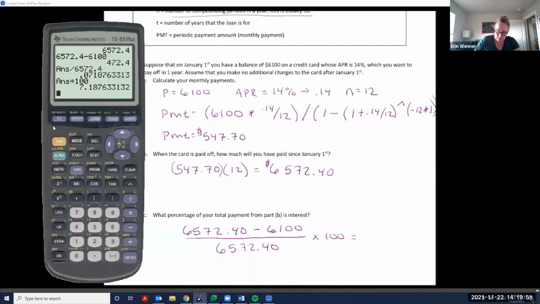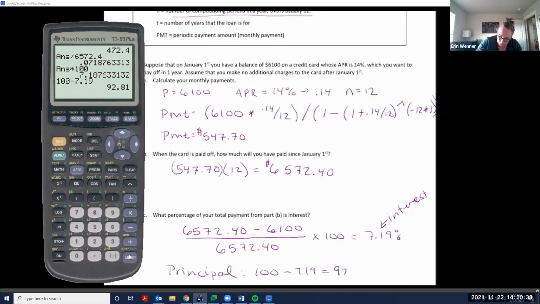So that means we're going to have 7.19%. So in your homework, it asks you to find out how much of the total payment went to interest and how much went to principal. So if it's 7.19% went to interest, then principal, oh, whoops, is 100 minus 7.19, which gives us 92.81%.